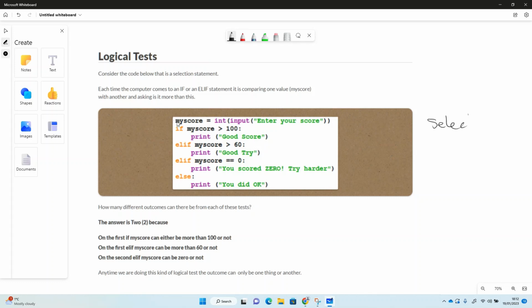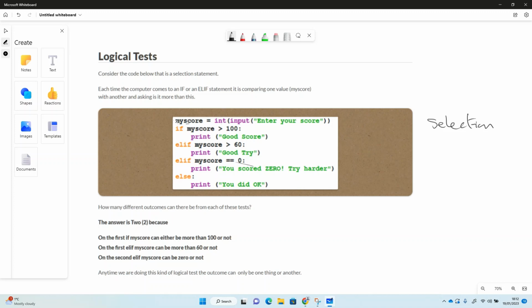So, selection statement here, and we've got a variable called my score, and it's an integer as an input, so it's a whole number. And essentially, we're just saying if my score is more than 100, we print out one message. Else, or elif my score is more than 60, we print another message. Or else, if the score is 0, we print out another message. And if it's none of those things, we just print out a message saying you did okay.